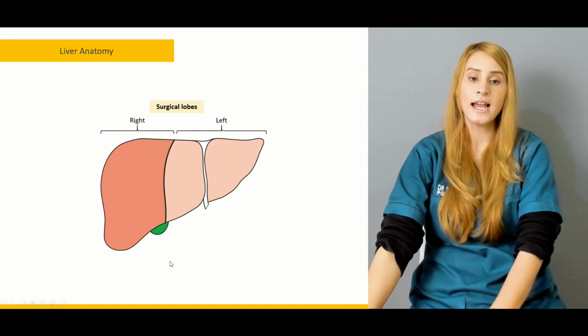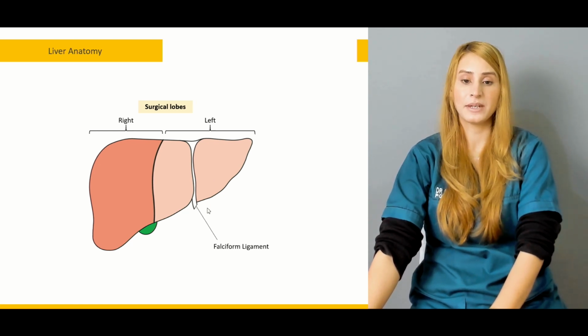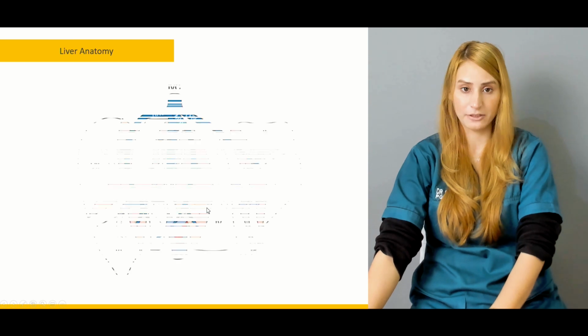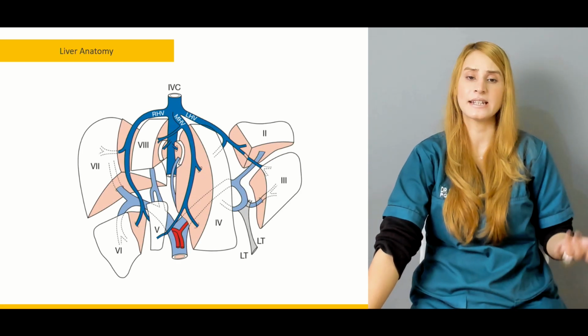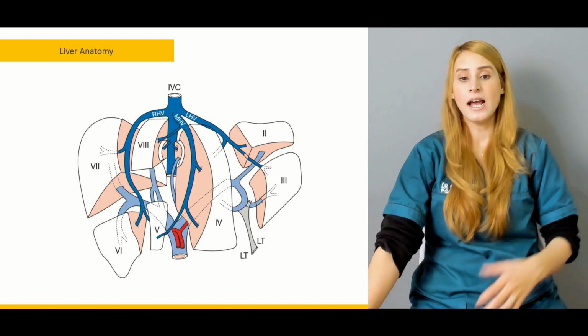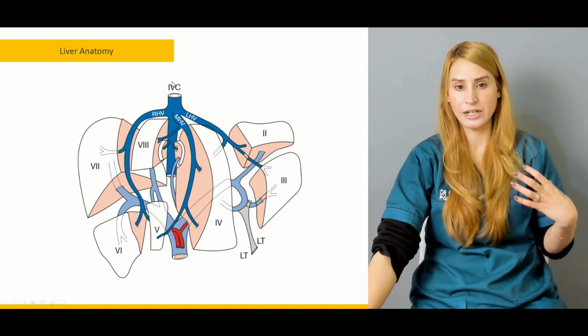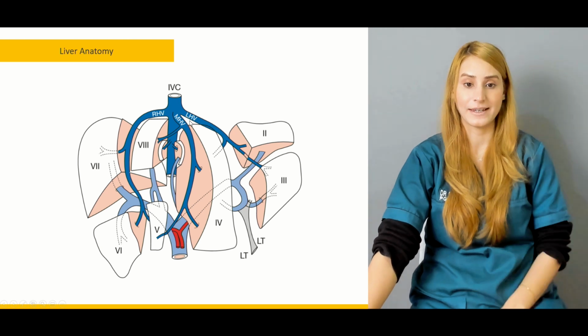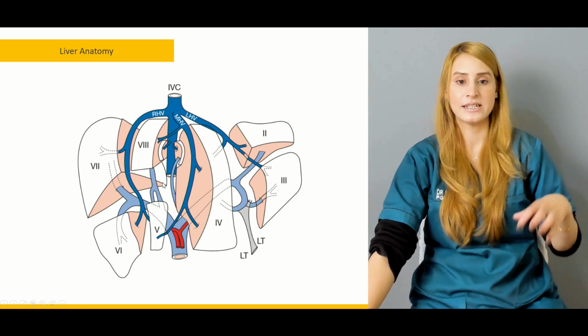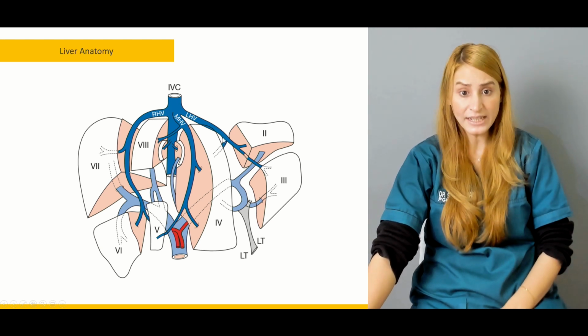So this is the right lobe and this is the left lobe, and it's divided by the falciform ligament, which is extending in the middle. Another important thing is that you divide the liver into 8 important zones. If you could appreciate in this diagram, this is the inferior vena cava, the right hepatic vein, the left hepatic vein, the middle hepatic vein, and then these are entering into the portal vein, and by the portal vein it's entering into the IVC, right?